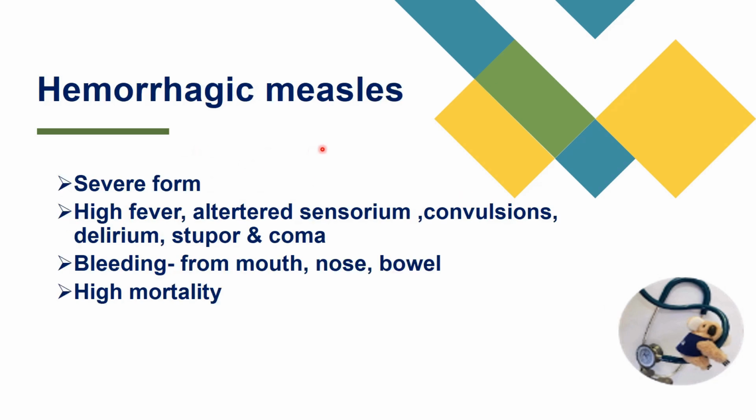Another is hemorrhagic measles. This is a very severe type of measles which leads to mortality also. This is a severe form where the child has a very high grade fever. There is altered sensorium. The child may have convulsions, delirium, stupor and coma. And then the child may bleed from the mouth, nose and then the GI tract. And mortality in this case is very, very high.